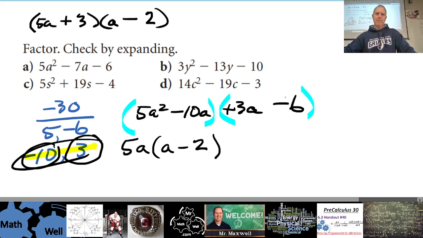Is that about right? Okay. Is that what's left over? So 5a times a is 5a squared. 5a times negative 2 is negative 10a.